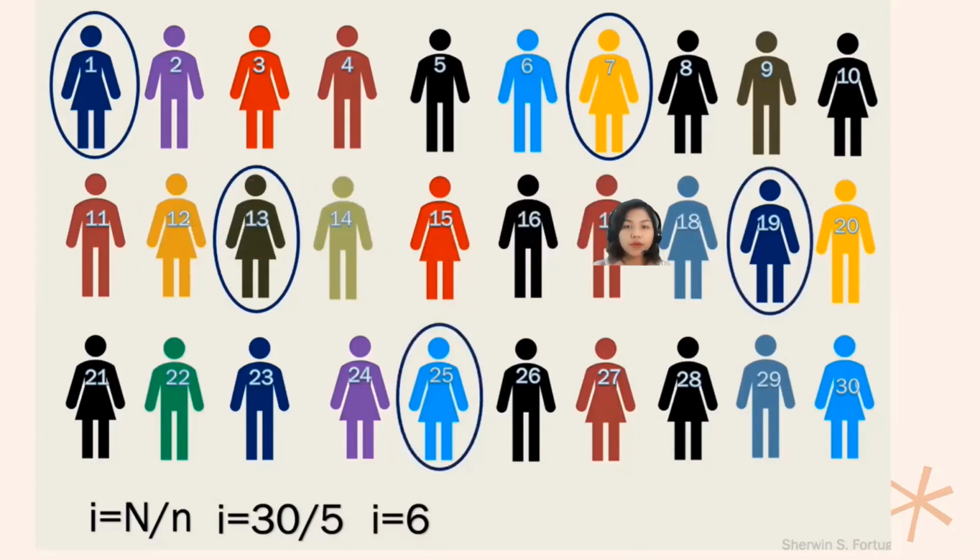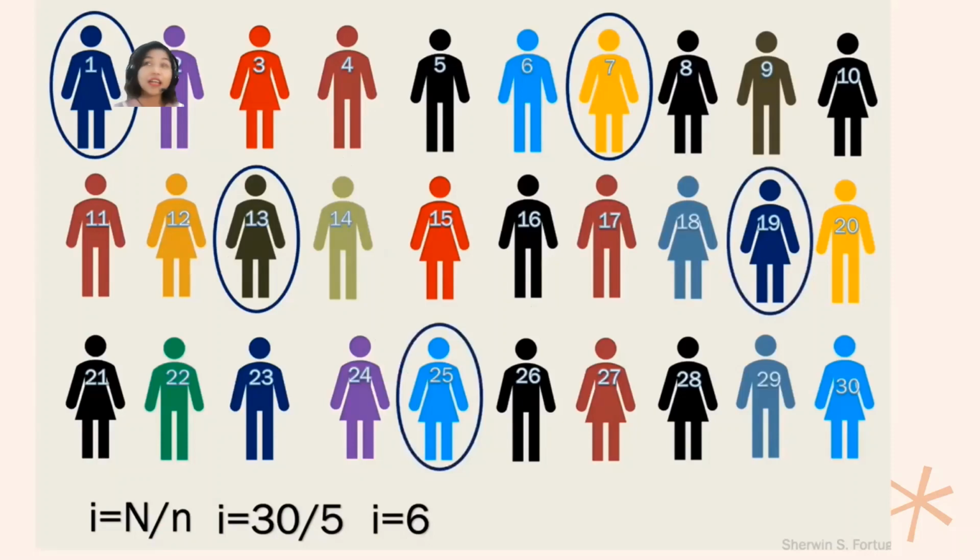1, 2, 3, 4, 5, 6. Ibig sabihin, meron pa tayong 5. 1, 2, 3, 4, and 5. So, meron pa tayong 5 na sample size. Yung ating interval ay 6. So, every 6 na individual ang magiging part ng ating sample size, kasi yung aking piniling starting point ay 1.